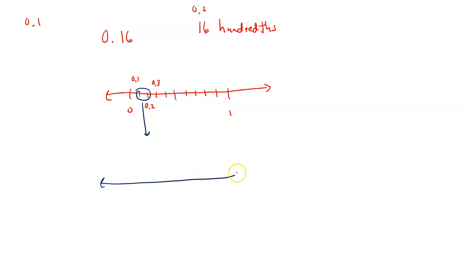Where now, instead of going from 0 to 1, my number line is going to go with markings at 1 tenth and 2 tenths. So remember, the number line goes on forever. So really, I'm just picking a little piece of that number line and I'm expanding it.